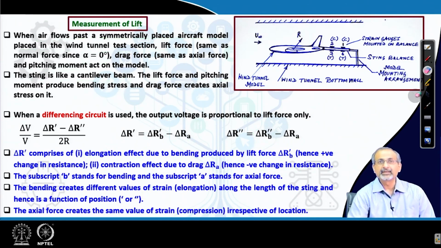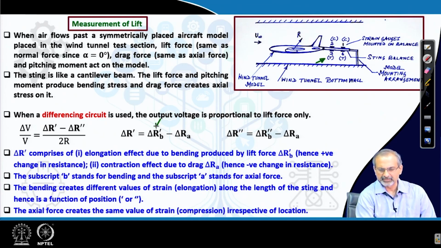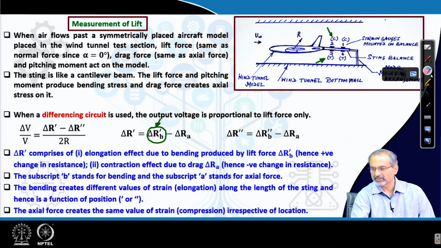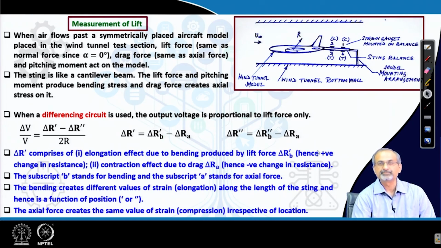Remember that when it is applied to an element which is under tension, then this bending part leads to an increase in resistance, while if it is a compressive element, then the same term will actually be accounted as a negative term, because the resistance decreases under compression.